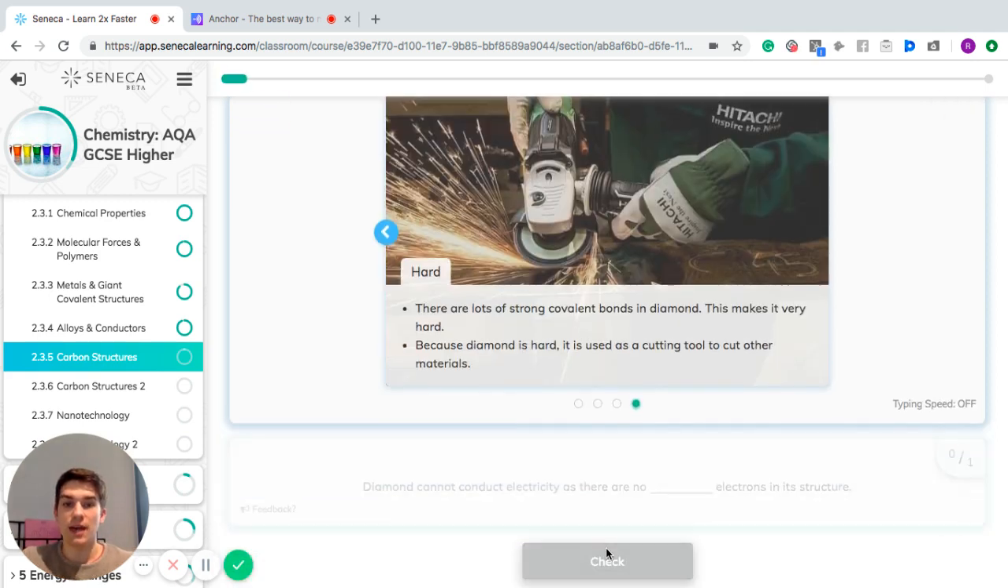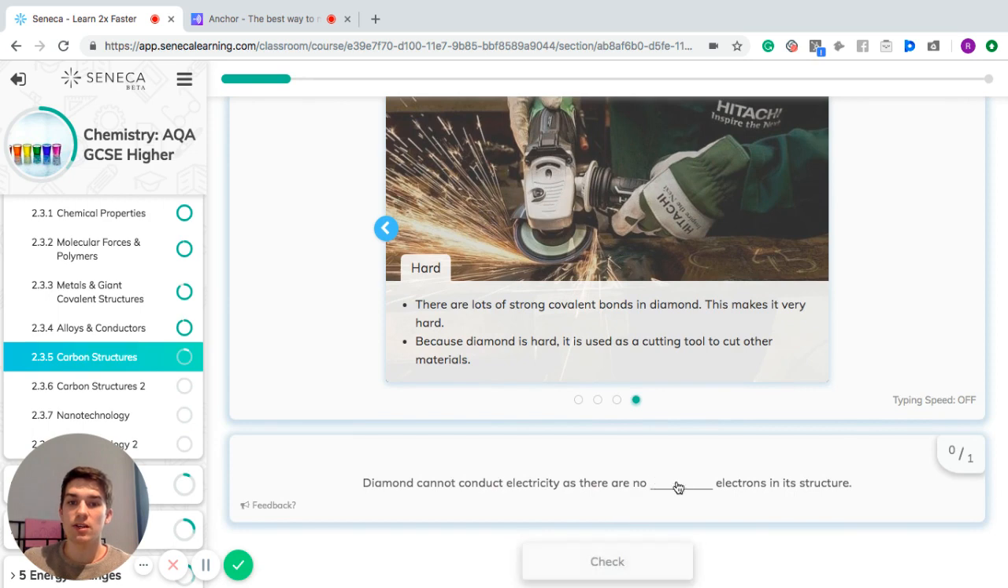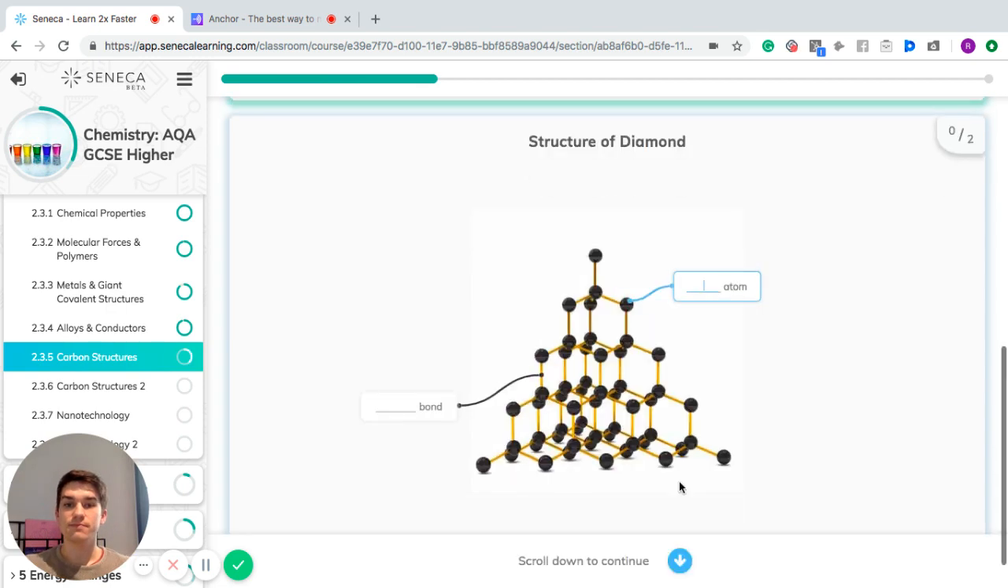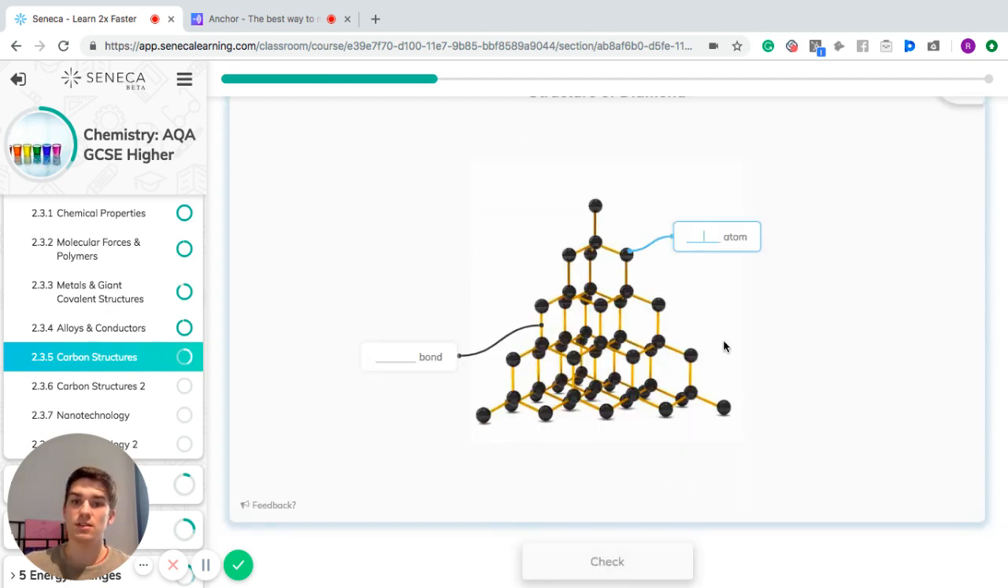So let's recap some of that. Diamond cannot conduct electricity because there are no delocalized electrons in the structure. And as for the structure of diamond, there are carbon atoms, and each carbon atom connects to 4 other carbon atoms, and between them they connect by covalent bonds.